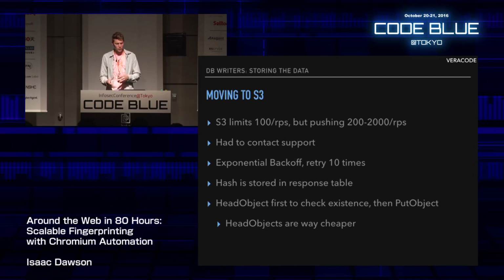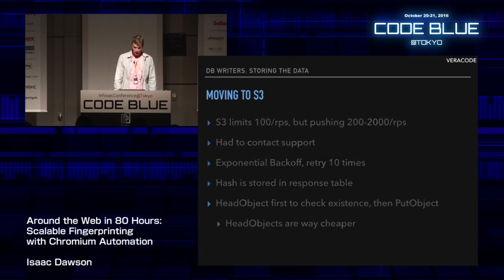So that SHA-1 hash key name is also stored in my database. So I would have a reference to it so I can look it up later when I go to import it into S3. One thing I do want to mention is it definitely makes sense to use the head object, which is basically seeing if the object exists or not without actually getting the response of it, before you do a put object, actually storing the data. Head objects are significantly cheaper.